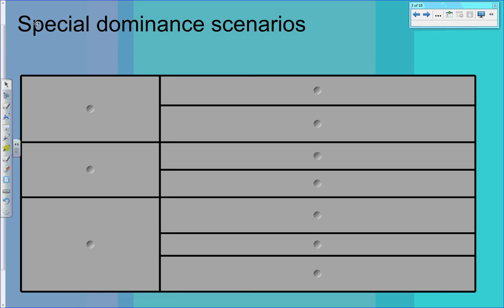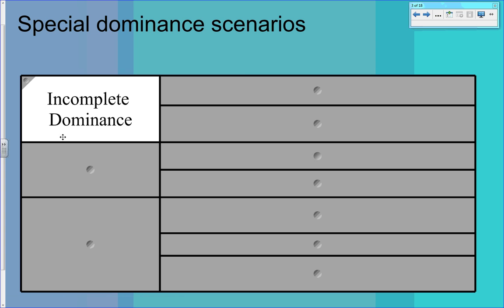All right, so today we're going to look at special dominance scenarios when we're looking at Mendelian genetics. There's just a few nuances between this and the simple dominance that we've been looking at, so it shouldn't be too terrible for you to get a grasp on. The first we're going to look at is incomplete dominance.